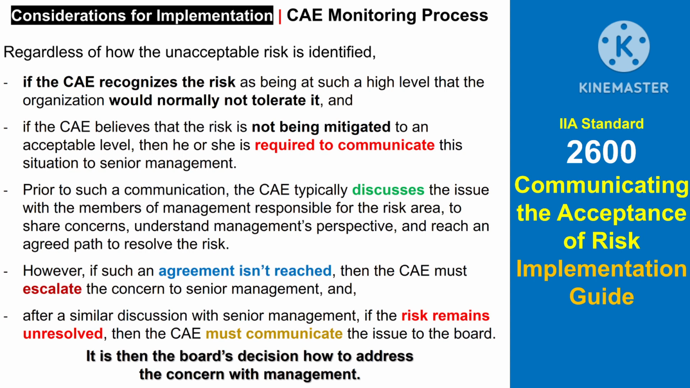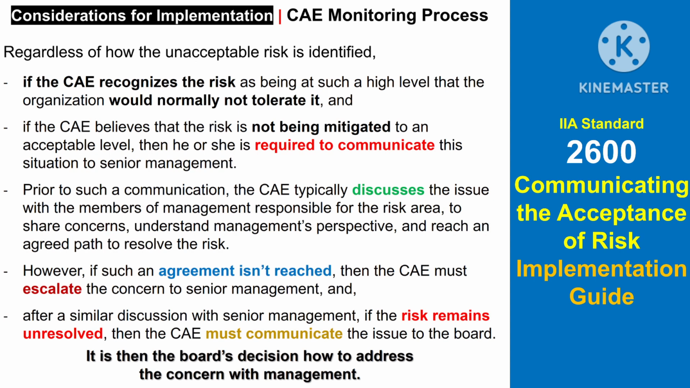Continuing with the CAE monitoring process, regardless of how the unacceptable risk is identified, if the chief audit executive recognizes the risk as being at such a high level that the organization would normally not tolerate it, and if the chief audit executive believes that the risk is not being mitigated to an acceptable level, then he or she is required to communicate the situation to senior management.